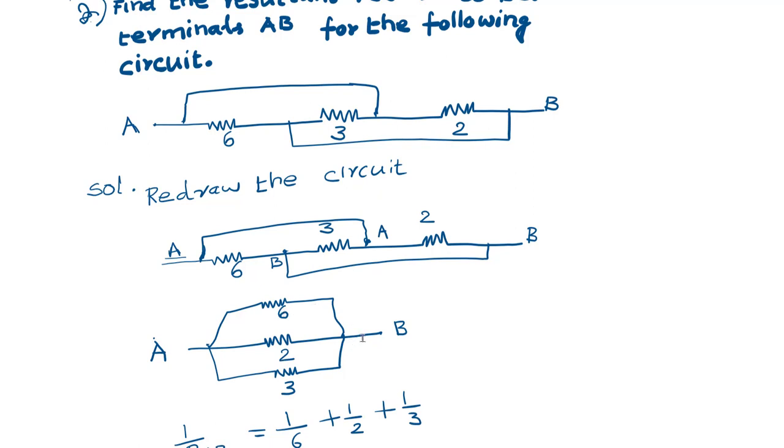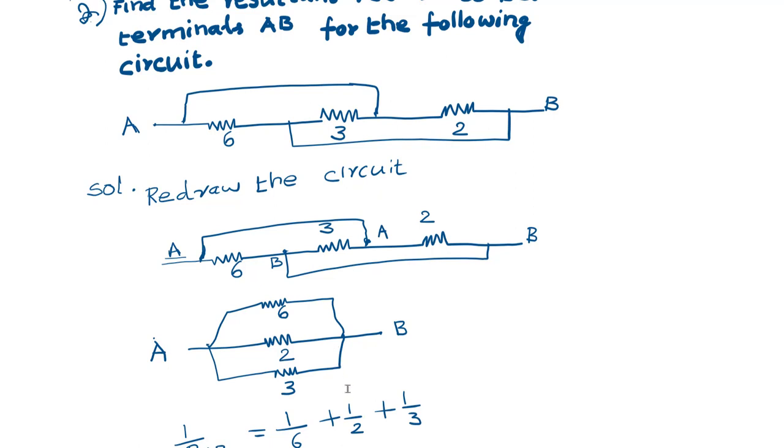Then what is the resistance between this A and B? 2 ohm resistance. So we have drawn here. Next, what is the resistance between this A and this B? It is 3 ohm resistor. So if you observe properly, all these 3 resistors are connected in parallel. 6 ohms and 2 ohms and 3 ohms are in parallel.